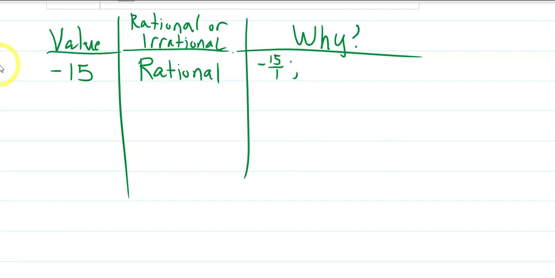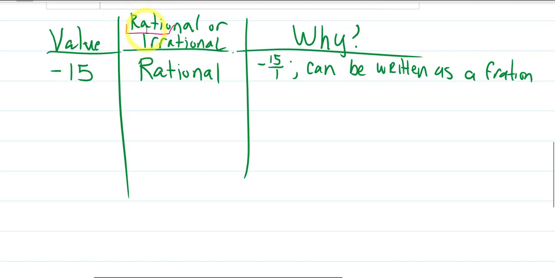Why? Because it can be written as a fraction or a ratio. And I like to use the word ratio sometimes because ratio is in the word rational. If you remember that ratio and fractions are the same thing, then you'll remember that anything that is a fraction or can be turned into a fraction is a rational number. All right, let's take a look at another one.